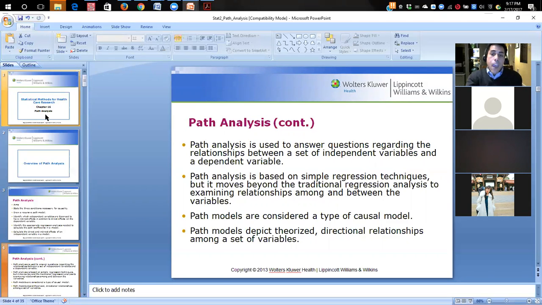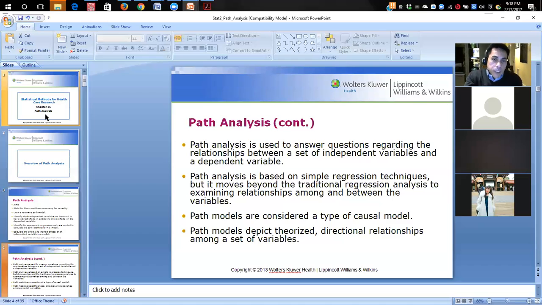It's really the additive effect. It's combining direct and indirect effects of the independent variables to one dependent variable. This is a type of modeling that is considered causal modeling. So it's really cause and effect. And the path models show theorized directional relationships among a set of variables.